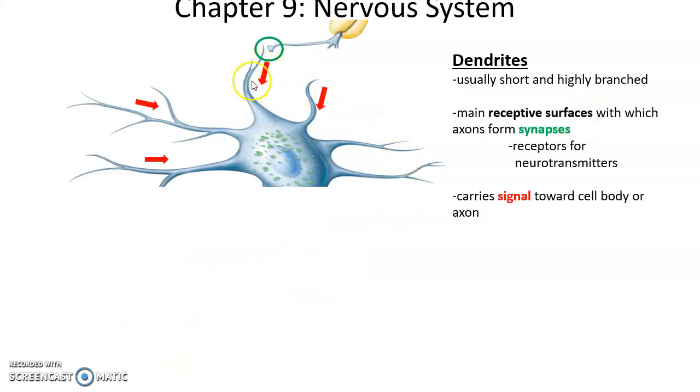Dendrites again are short and usually branched. They are highly receptive surfaces, so they form synapses with other neurons. So they are the receiving end of a synapse. And they have many receptors for neurotransmitters, for those chemicals released at the ends of the axons. And when they are stimulated by the binding of the neurotransmitters, they will send a signal toward the cell body.